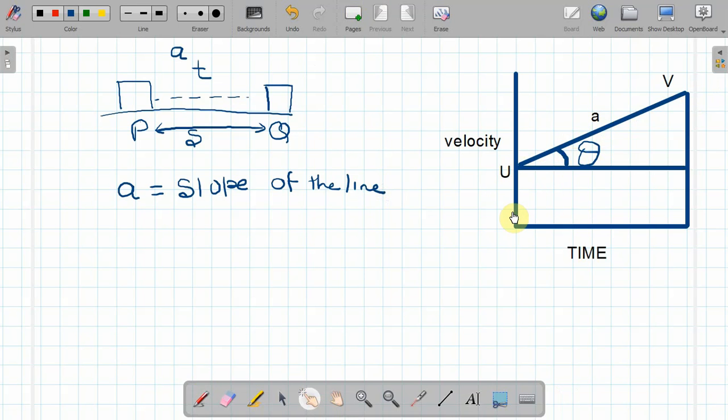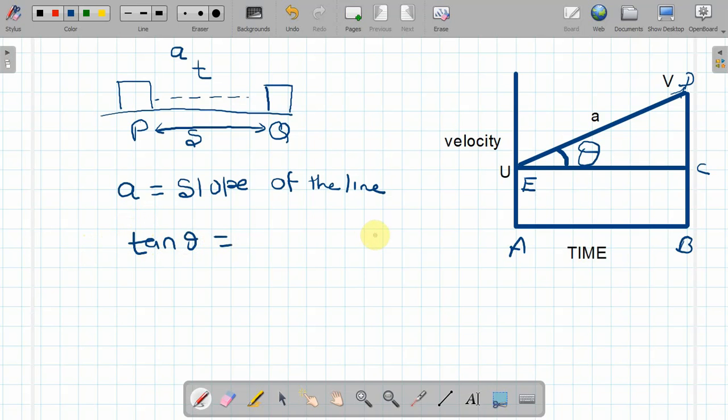So let us apply this triangle. We will first name this. Now let us name this as A, B, C, and this one is D, and this is E. So this is the triangle CDE. So slope as per the trigonometrical function is tan theta.